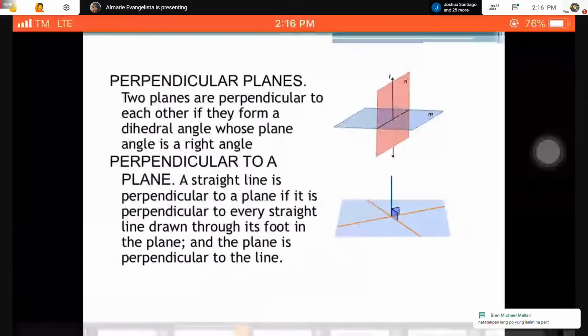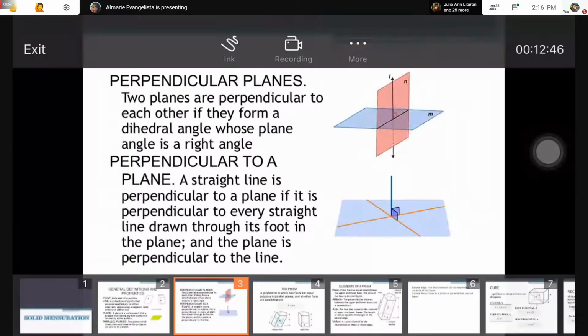Perpendicular planes. Two planes are perpendicular to each other if they form a dihedral angle whose plane angle is a right angle. So, paano nyo nga ba masasabi na perpendicular yung dalawang plane? Perpendicular means na these lines always intersect at right angles. So, dihedral angle means ito yung angle na nabubuo kapag merong dalawang plane na nag-intersect. So, yun yung dihedral angle.